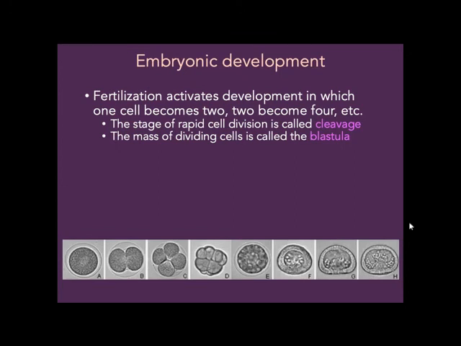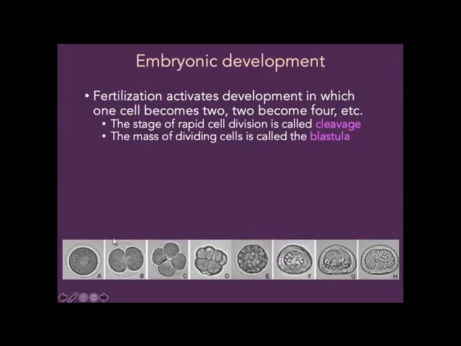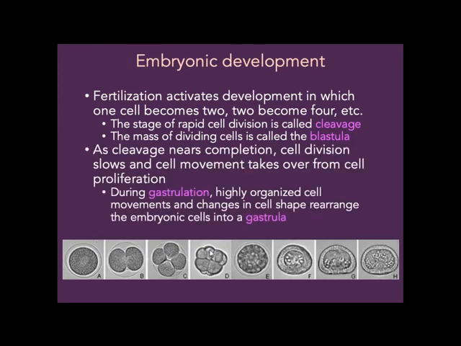So fertilization will then activate development, in which you have one cell that becomes two cells, and two cells become four cells, etc. Next you have embryonic development, and so you have your fertilized egg here with the vitelline envelope, and it divides in half, so now you have two cells and four cells, and then many cells, right? The stage in which you have this rapid cell division is called cleavage, because the cells are cleaving from one another. And then you have a mass of dividing cells, so that's called a blastula.